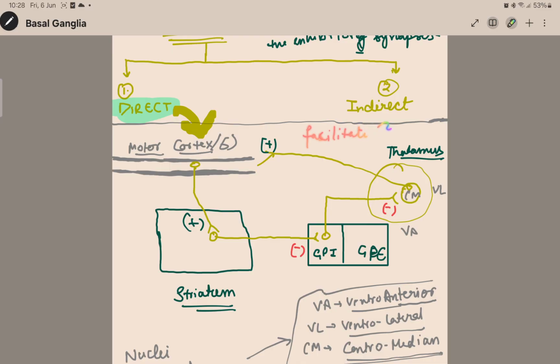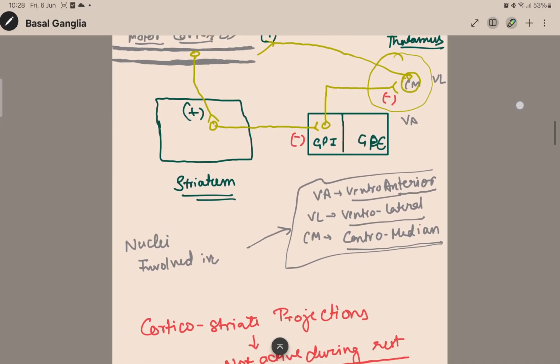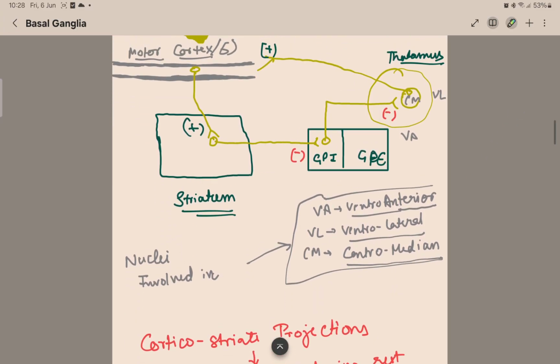Facilitate the desirable movement. Okay, so this is how the movement is taking place through the direct circuit. But there are cases like suppression of some movements are necessary. Some undesirable movements.